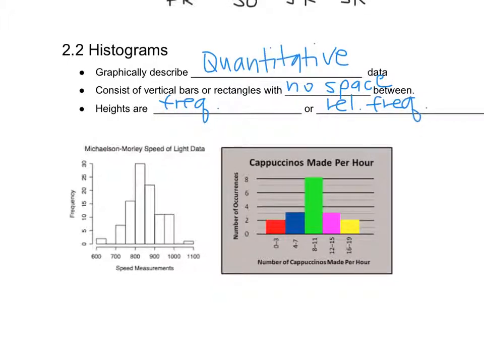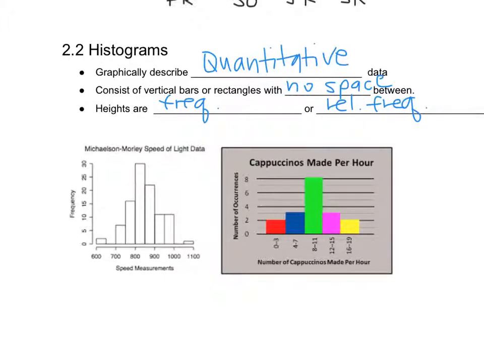Got a couple of examples here. So one, we've got some speed measurements, and you can see that it takes a range of data, 60 to 1100, and breaks that into classes, and then each of those classes has a rectangle above it. And some of the classes have 0. Like it looks like 650 to 700 have 0, and so does 1000 to 1050. Okay, so that's a histogram.